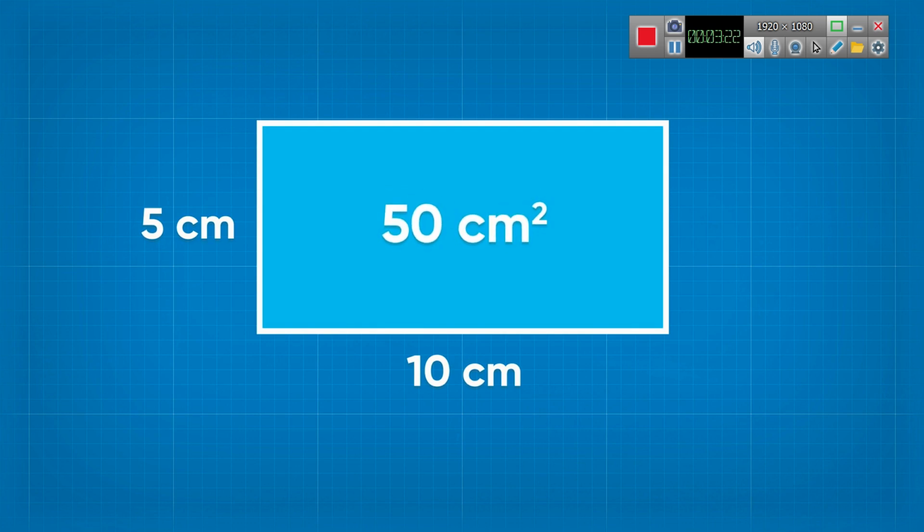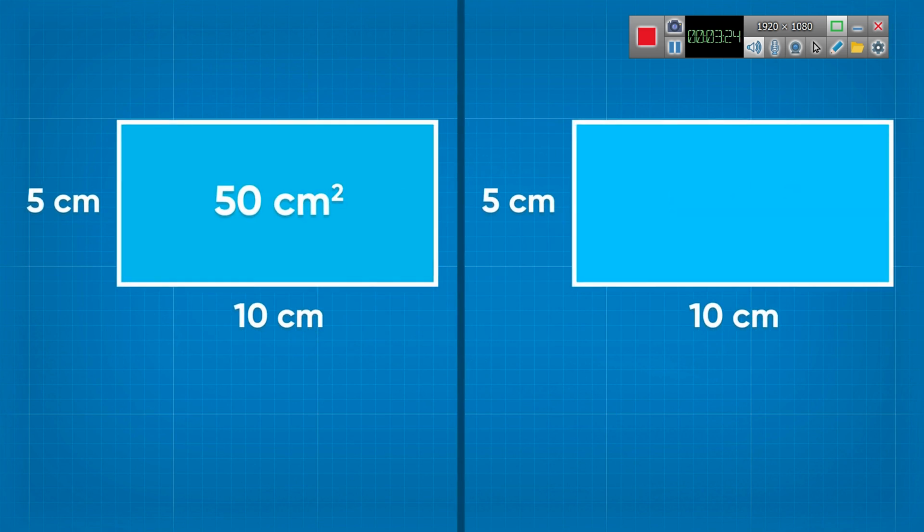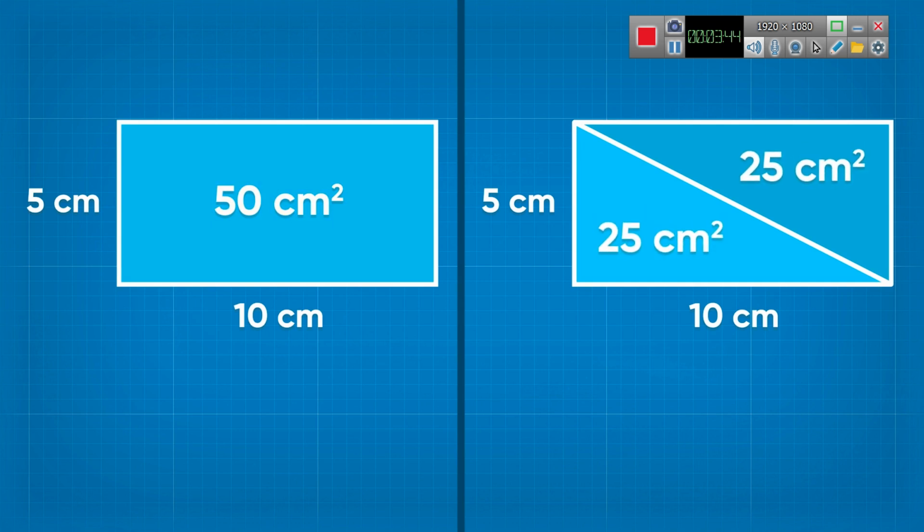Right. Now, let's cut it in half diagonally. Awesome! Now we have two right triangles. Good. Now, can you tell me what the area of one of those triangles is? If the area of the rectangle is 50 square centimeters, then one of these triangles must have an area that is half of that. Which would be 25 square centimeters. Well done. So the area of a triangle is just half the area of a rectangle? Correct. We can show that with the following formula.